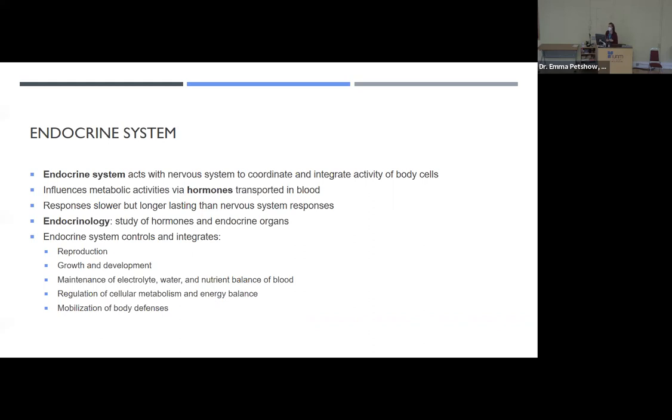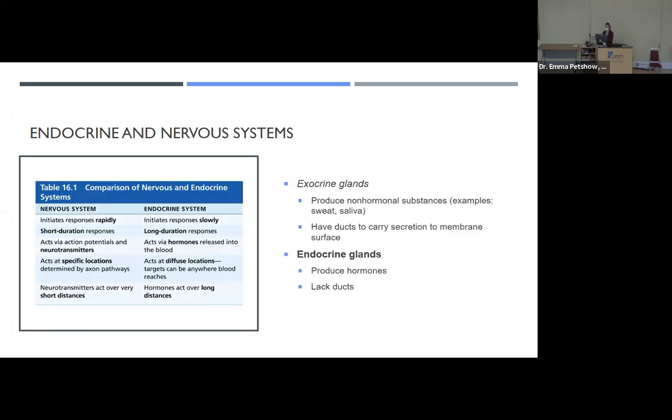It has a slightly slower response time than the nervous system, but it's still fast. And it's going to control reproduction, growth and development, water, electrolyte and nutrient balance, cellular metabolism and energy, and our body defenses. So here are some differences between the nervous system and endocrine system that I like to keep in mind. They will try to confuse the two systems for you because they are both systems that respond and help control the body in a myriad of different ways. So understanding how they differ will be important.